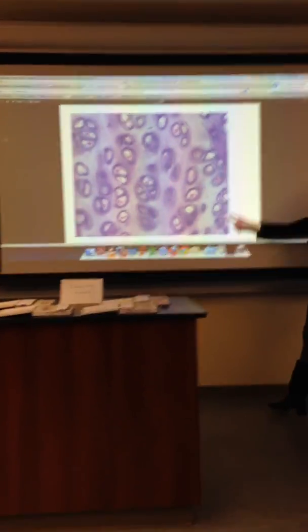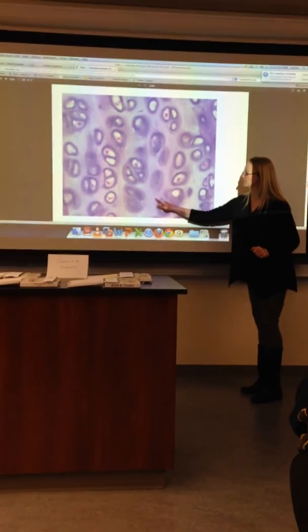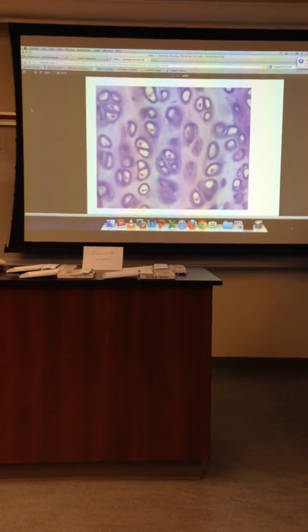Hyaline cartilage, these are chondrocytes embedded in a lacuna, and this is the extracellular matrix here. This is hyaline cartilage. Hyaline cartilage.